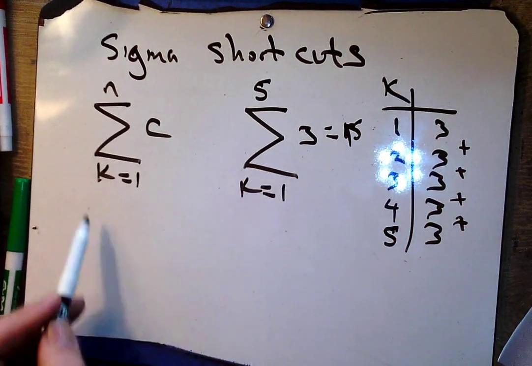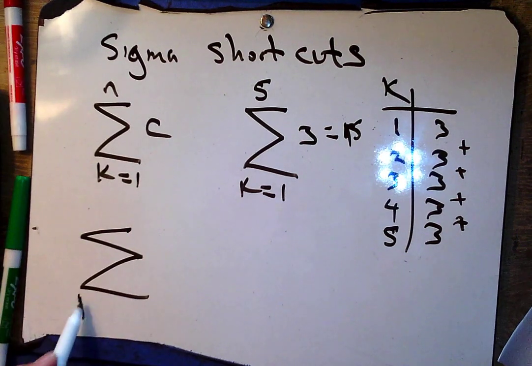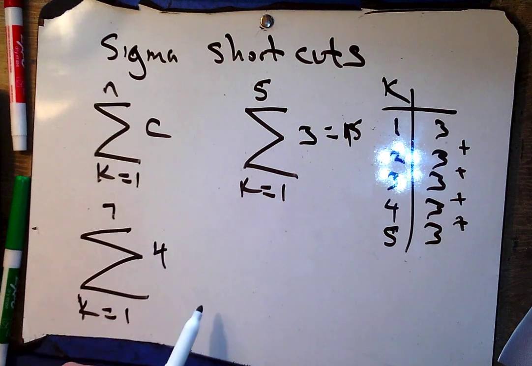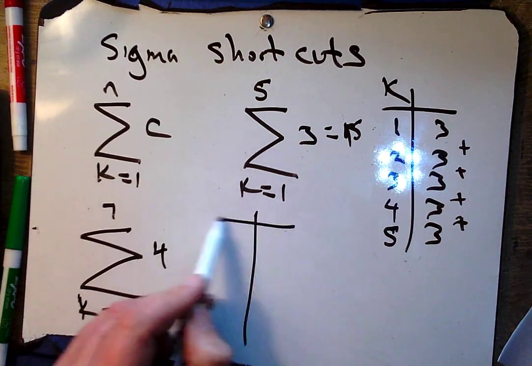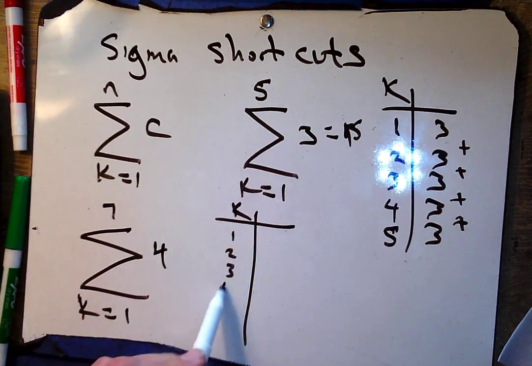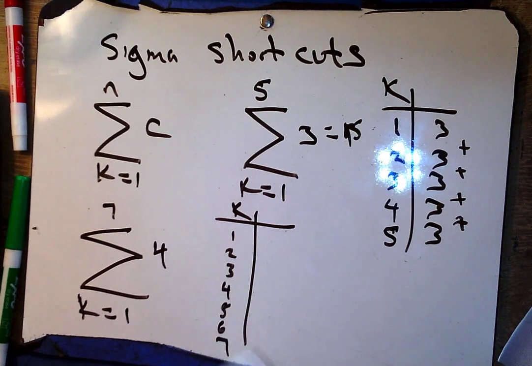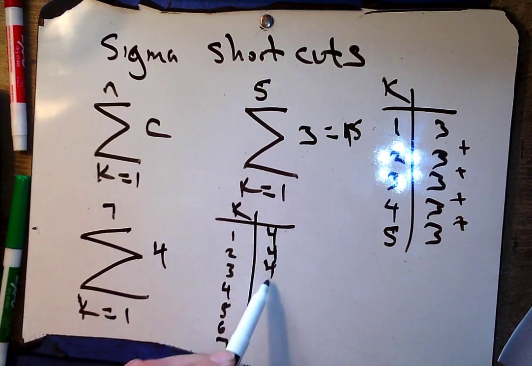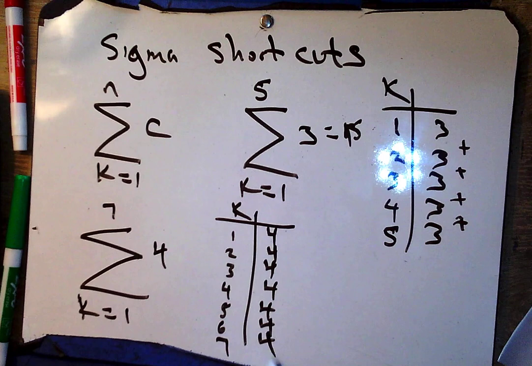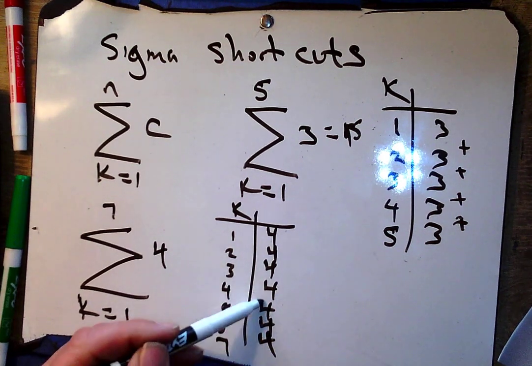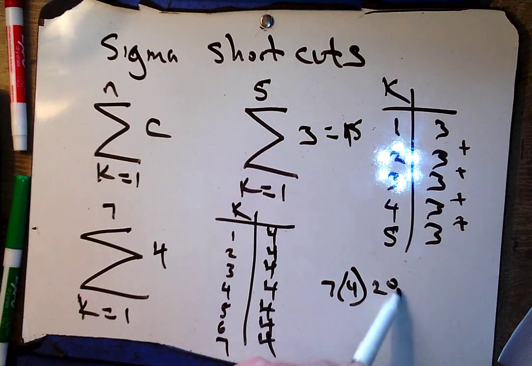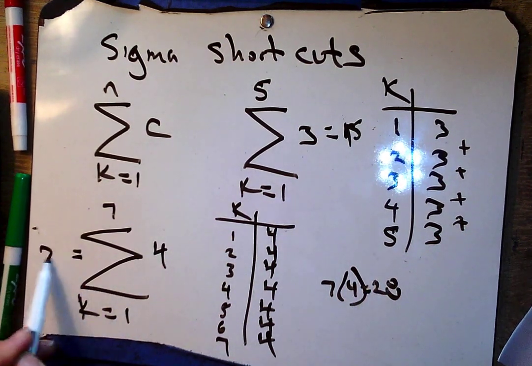And what if I had k equals 1 to 7 of 4? Well, 1, 2, 3, 4, 5, 6, 7. But look, there's no place to plug these k values in. This is just 4, 4, 4, 4, 4, 4, 4. And I get 28.